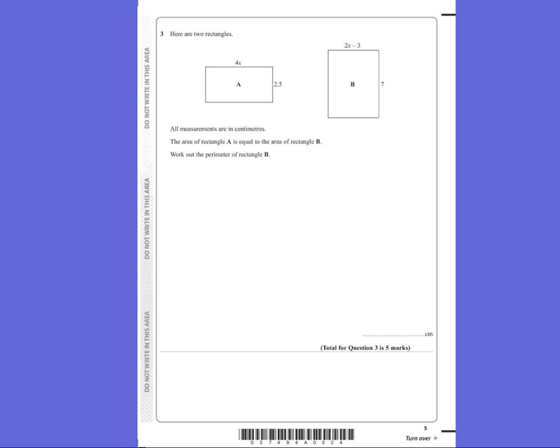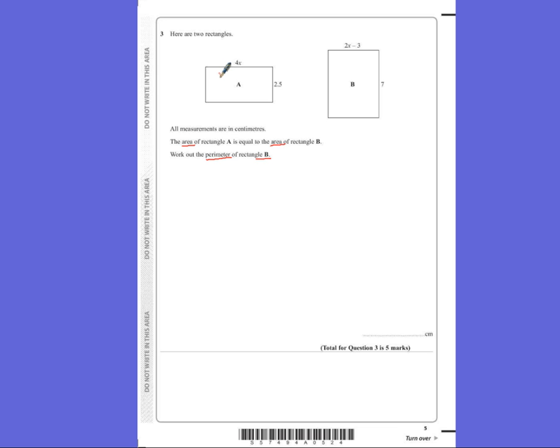Question 3, it says here are 2 rectangles, all measurements are in centimetres. The area of rectangle A is equal to the area of B. We then need to work out the perimeter of B. So we can use the fact that the areas are equal to work out what x is, and then we can substitute what x is to find the perimeter.